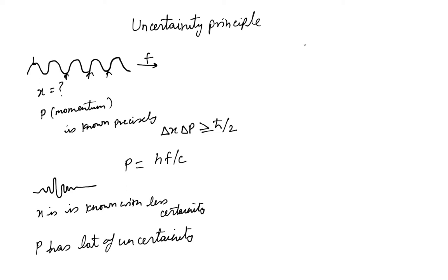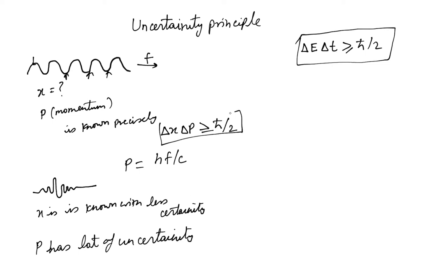There is another famous expression which relates delta E multiplied by delta T, greater than h bar over 2. And we can use the same example to express that the uncertainty in energy and the uncertainty in time is greater than h bar over 2. So these are two famous uncertainty relations. This one was given by Heisenberg, and these two are actually pretty famous uncertainty relations.